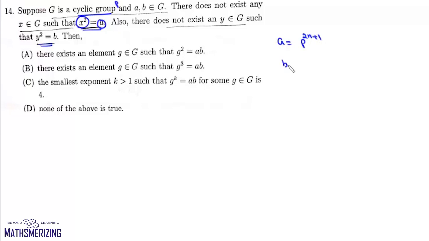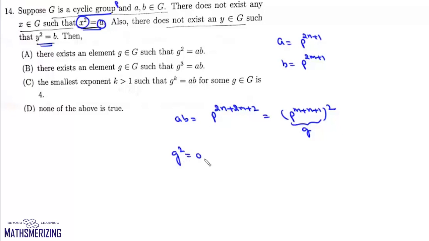In the same way, B must also be an odd power. So let it be P to the power 2m plus 1. Now we multiply them, we can write AB as P to the power 2n plus 2m plus 2, that is P to the power m plus n plus 1 whole square. Now this is some element, say g. So in this case, we'll get g square equals AB. So there exists an element g in G such that g square equals AB, and that's your option A.